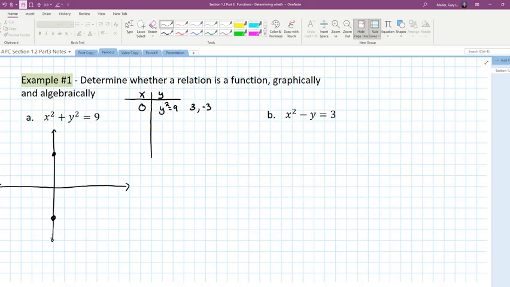Actually, the values are going to get pretty tough here. I'm going to go out to 3 and plug that in. If I plug in 3, I get y squared equals 0, and so the answer is 0. And if I plug in negative 3, I square that, I get 9, which is going to lead me to 0 also.